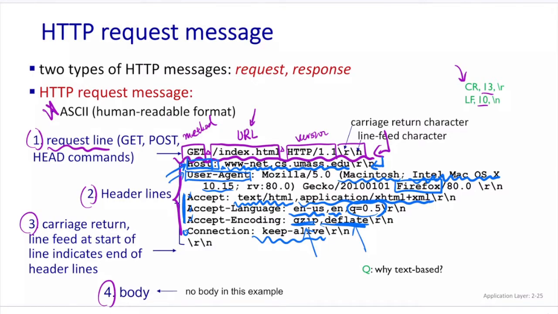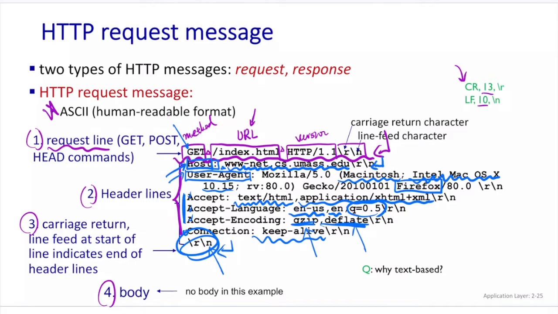The third part is relatively easy because it is an additional enter right here. And the fourth part is body. But in this example, there's no message in this body. So from the G to the next \n, that is the entire HTTP request message. For example, that is just an example.